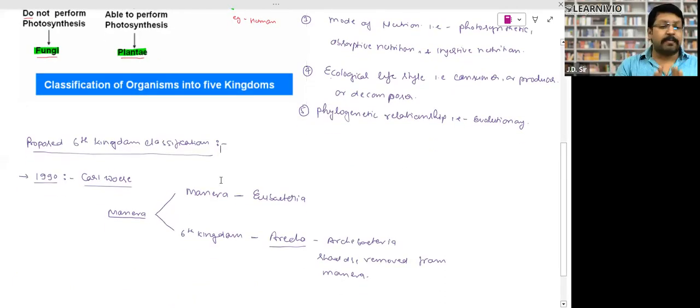Now, a 6 kingdom classification system was proposed. It does not exist. We do not follow the 6 kingdom classification system. Just the 5 kingdom classification was given, and we follow it today. But what is the 6 kingdom classification system?